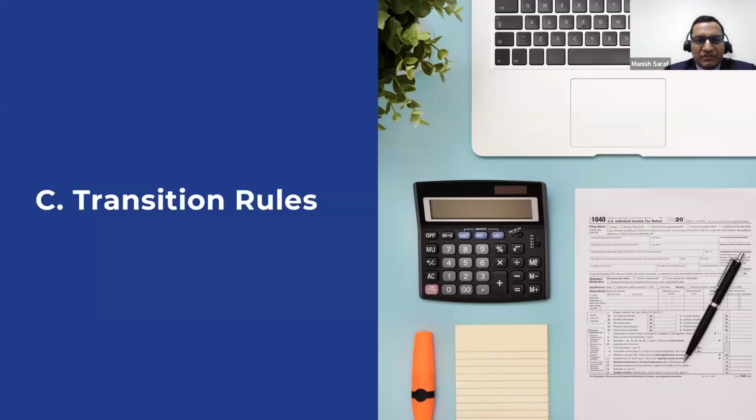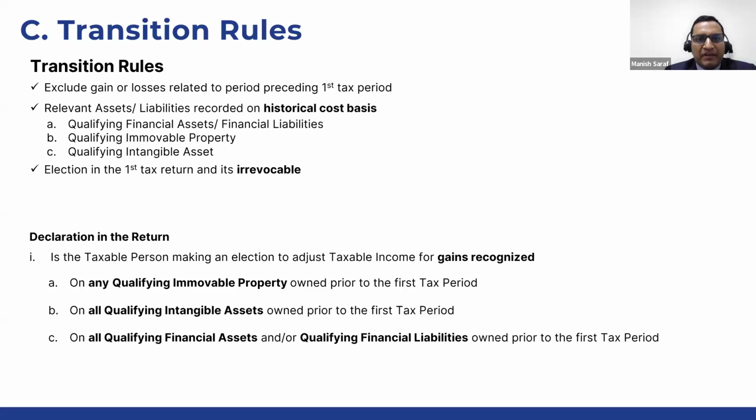Now, another is the transition rules. The transition rule is applicable in case of your qualifying financial assets and liabilities, immovable properties, or intangible assets. This is applicable only in case you are carrying those assets and liabilities on historical cost basis, and you should be holding them prior to the first tax period. If the first tax period is 1st January 2024, you need to hold that asset or liability prior to your first tax period.